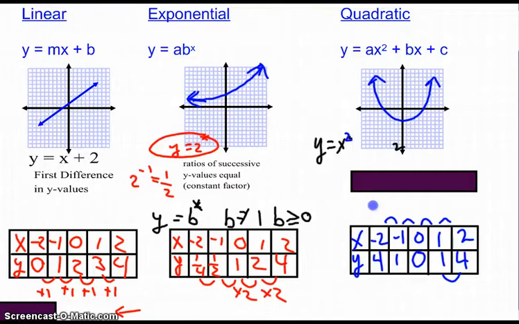What is 4 minus 1? 3. What is 1 minus 0? 1. What is 0 minus 1? Negative 1. And what is 1 minus 4? Negative 5. So do you see, it looks kind of parabolic there too, doesn't it? I mean, you see the same thing?